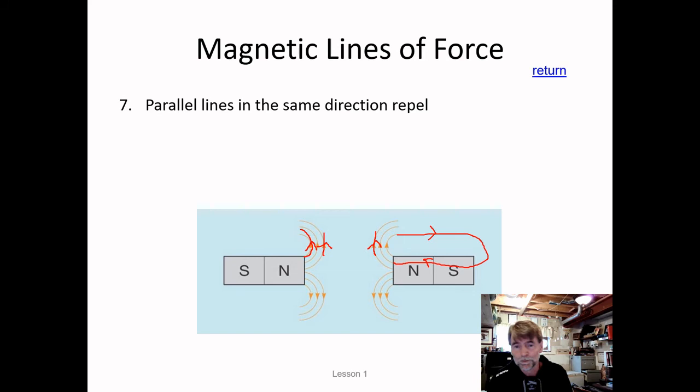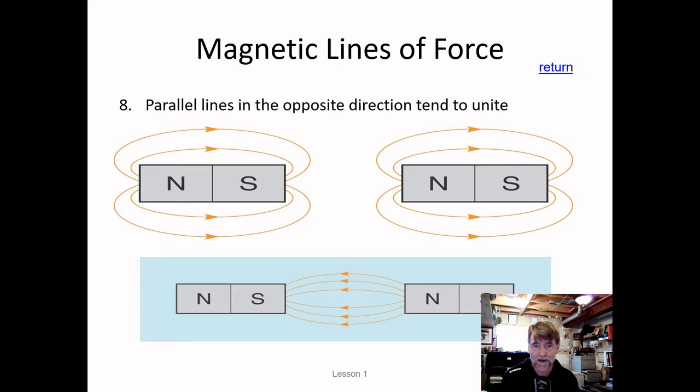Okay, and finally, the last one, the eighth one, says that parallel lines in opposite directions unite. So here we go. We've got two bar magnets that are spread apart. Okay, so north on the left, south on the right, on both of these two bar magnets that we're looking at on the top, and they have these nice uniform lines of flux. Okay, nice uniform loops. But again, let's look at the lines that are parallel.